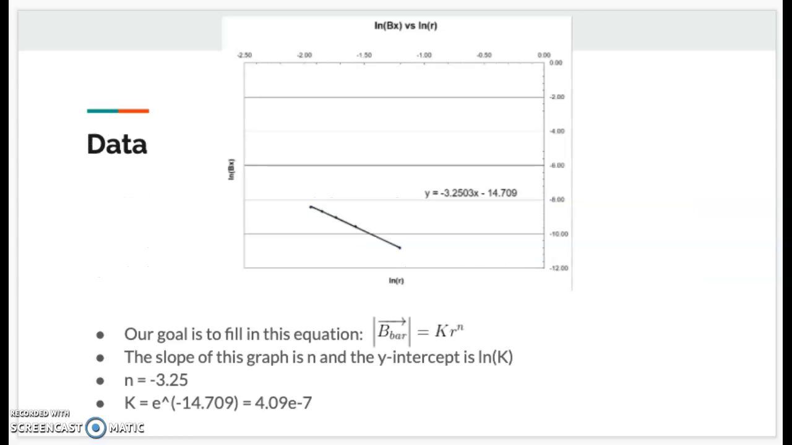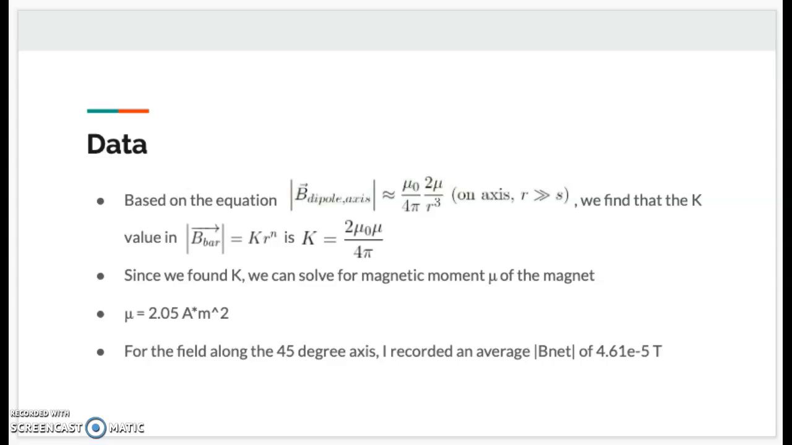Here's the logarithmic graph plotting the natural logs of our magnetic field values and distance values. The slope of the graph, which is about negative 3.25, gives us our n value, and the y-intercept is the natural log of k, so we can easily get k, which is about 4.09 times 10 to the negative 7th. We now have both constants of the equation B equals k r to the n, which makes the distance dependence of the bar magnet. Now that we've found these values, we can attempt to find the magnetic moment.